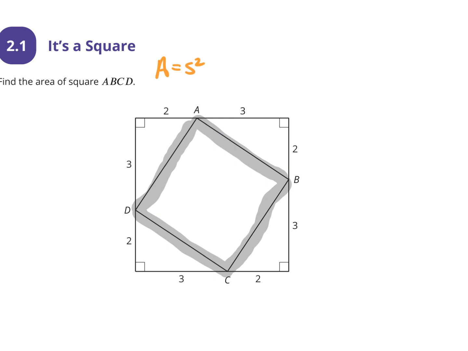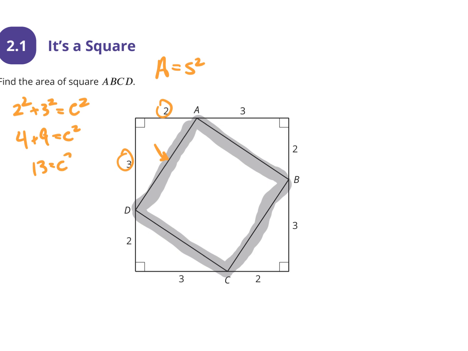So now we want the area. The first thing we have to do is find the length of this side. But luckily, we have these things. When we have a right triangle, we use our good friend Pythagoras. 2 squared plus 3 squared equals c squared. The sum of the squares of the legs is equal to the square of the hypotenuse. 4 plus 9 equals c squared.